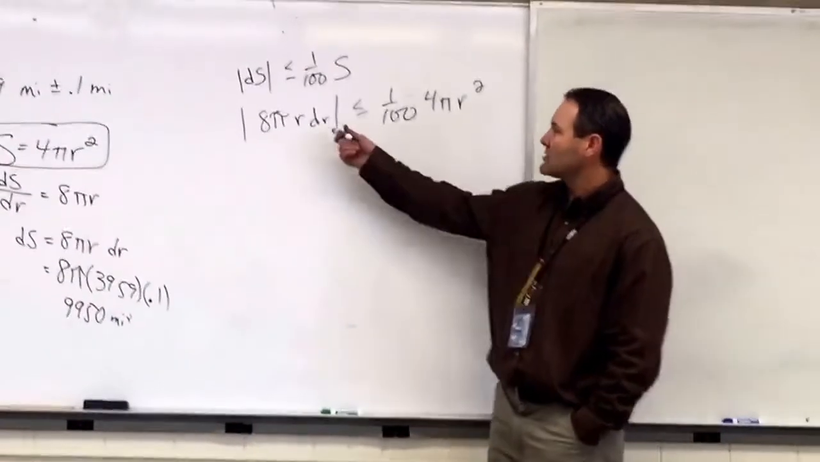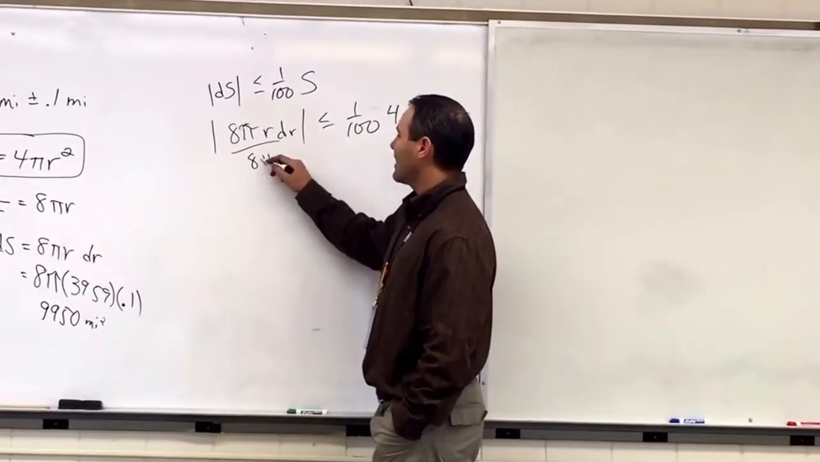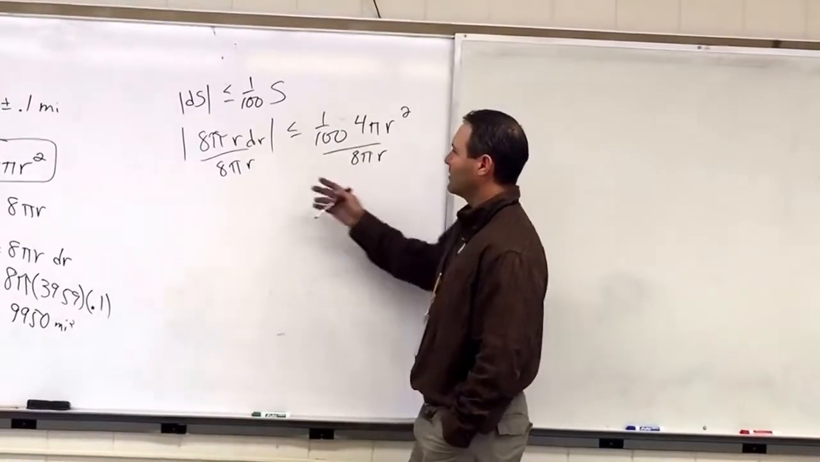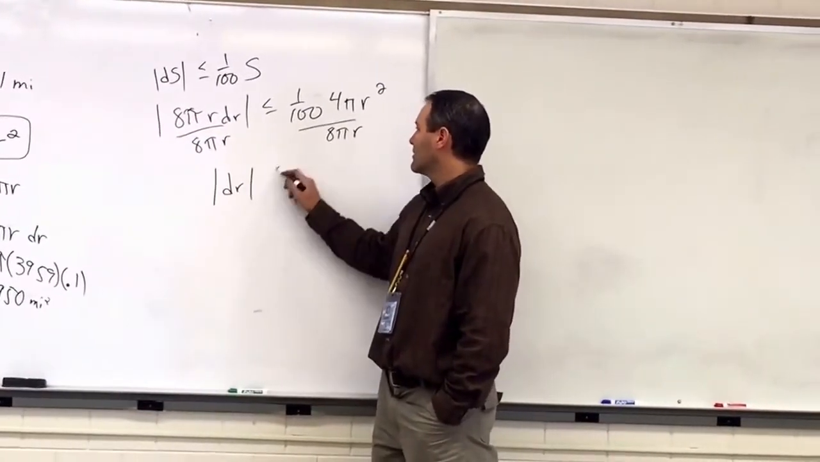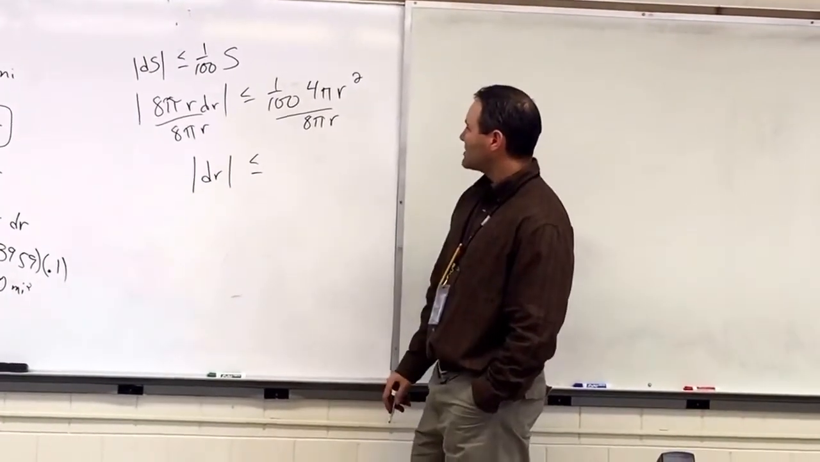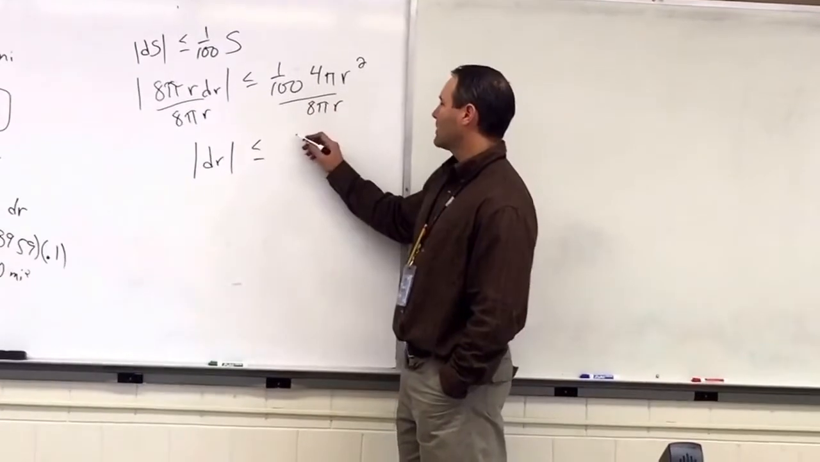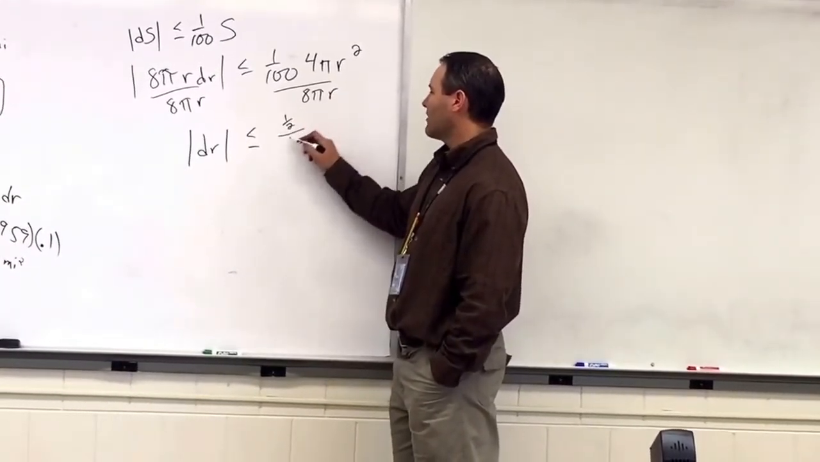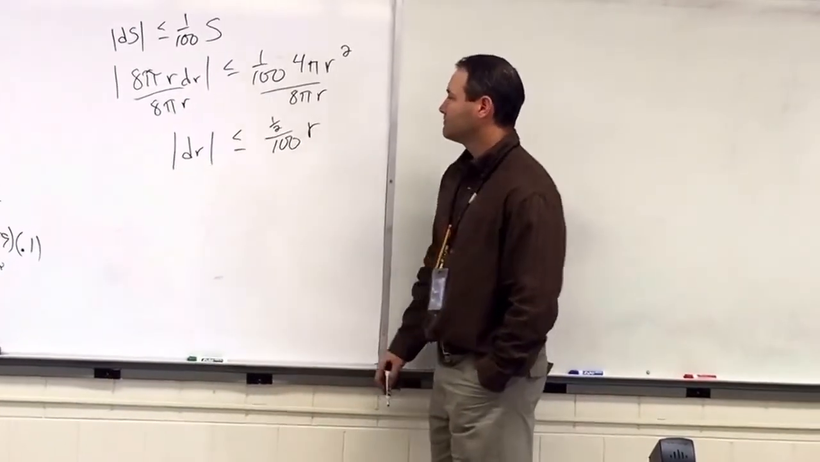Okay, so now we want to solve for dr. So I'm going to divide by 8 pi r. Alright, so the pi's cross off and the r's cross off. 4 over 8 is 1/2. So you see that it's 1/2 over 100. That's a weird way to write that.